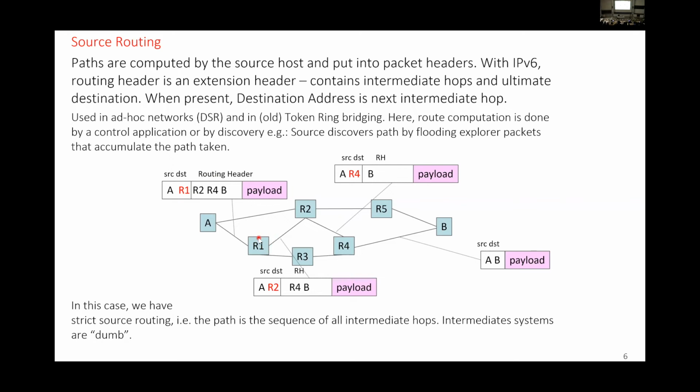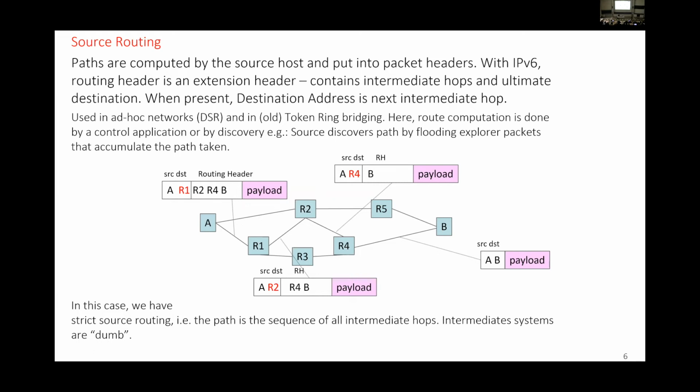R1 will receive it, and will know there is a strict source routing header. So it knows it's not the true destination, but it needs to send it to R2, a bit like the BIER header that we've seen before. So the header will be modified. The packet is therefore sent to R2. R2 will receive the packet, send it to R4, and it will go this way. The jobs of the routers with this are very simple.